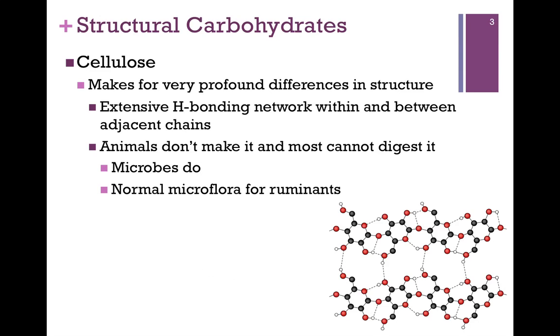Most animals don't make cellulose, and most cannot digest it, and that of course includes us. But microbes do, and so ruminants like cattle and sheep usually contain these types of microflora in their gut, and that allows them to digest the cellulose component of the plants that they eat.